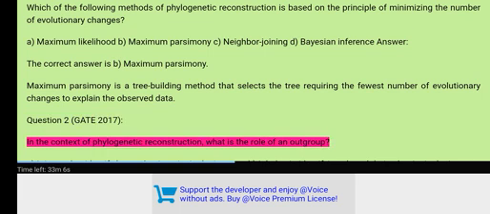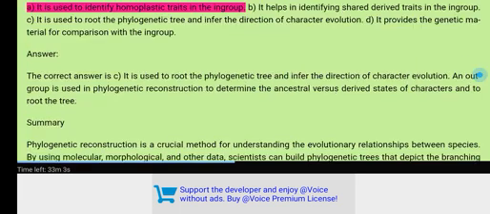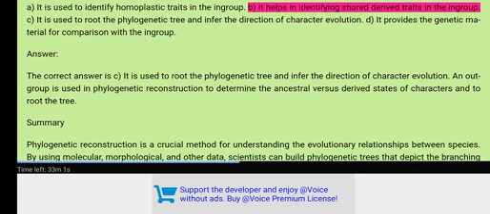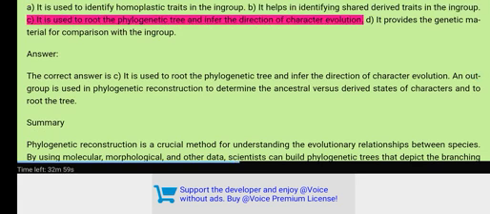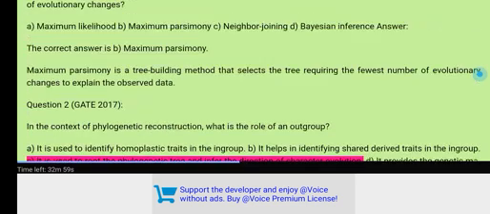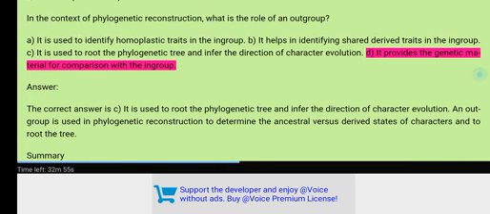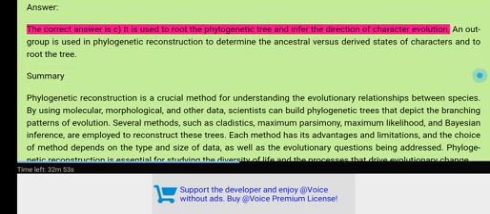Question 2, GATE 2017. In the context of phylogenetic reconstruction, what is the role of an outgroup? A. It is used to identify homoplastic traits in the ingroup. B. It helps in identifying shared derived traits in the ingroup. C. It is used to root the phylogenetic tree and infer the direction of character evolution. D. It provides genetic material for comparison with the ingroup. Answer. The correct answer is C. It is used to root the phylogenetic tree.